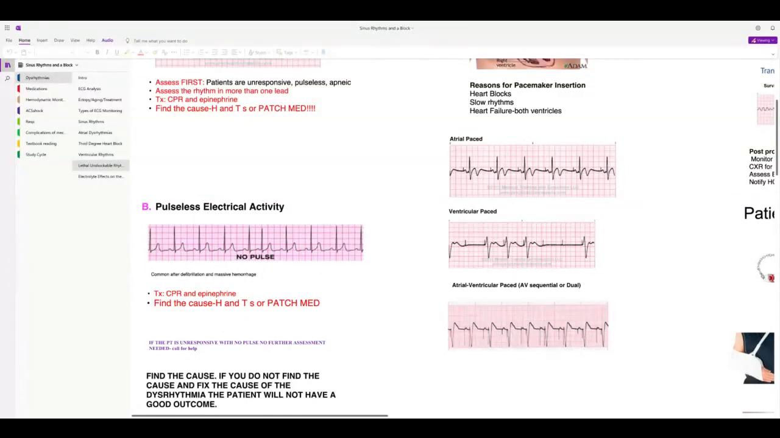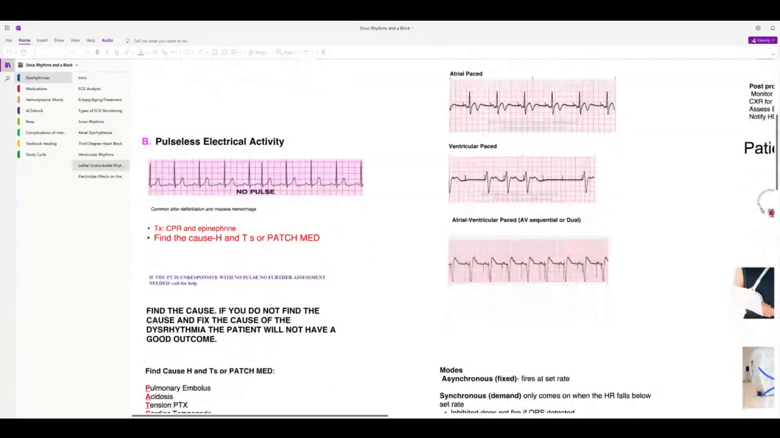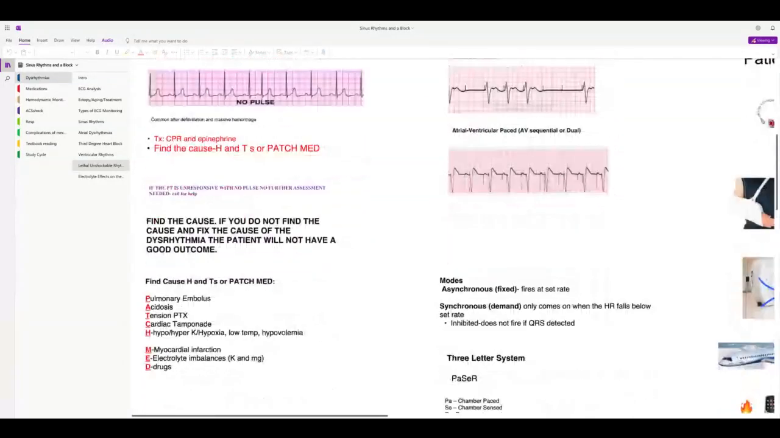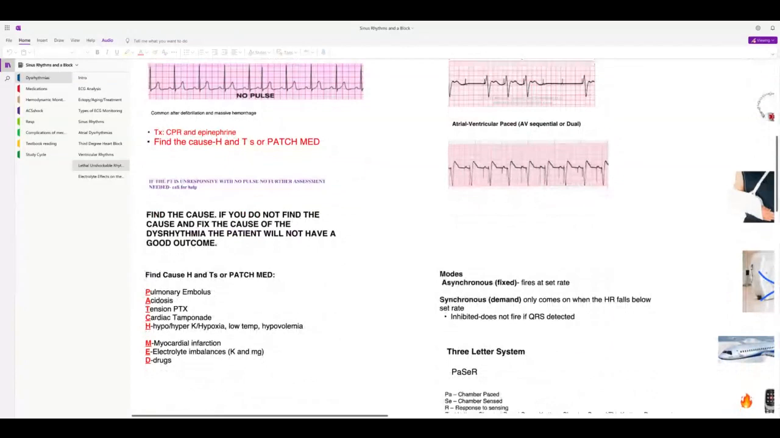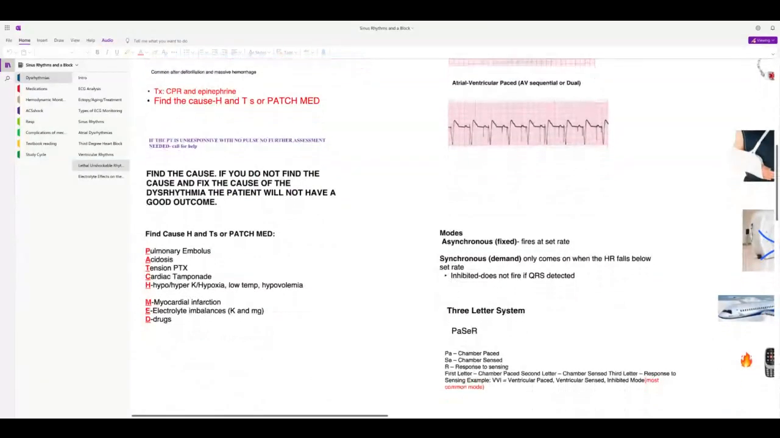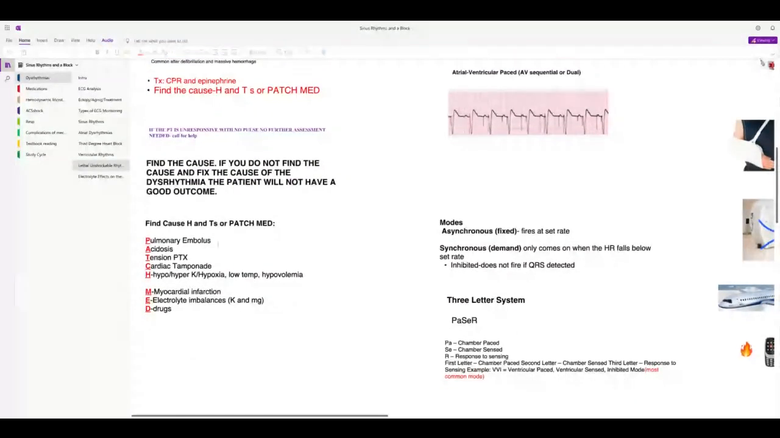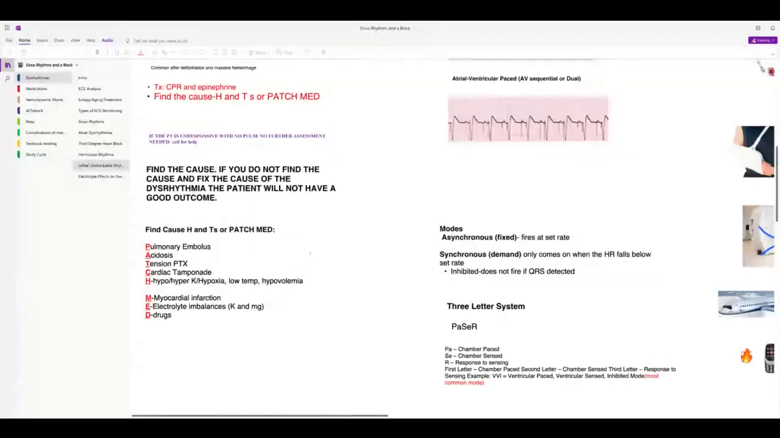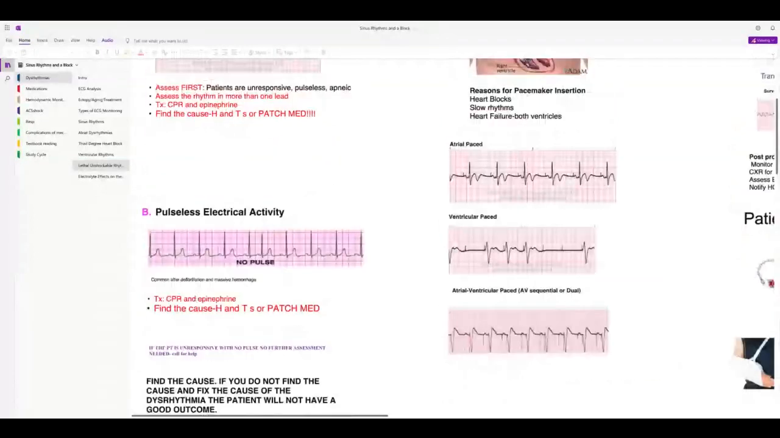For PEA, you're going to do 3 things and 3 things only initially. And if someone is unresponsive without a pulse, you don't need to do any more assessment. That's enough, right? It's time to act. Okay. All right. So find the cause. You don't really need to know the causes. You need to know that you need to find the cause.